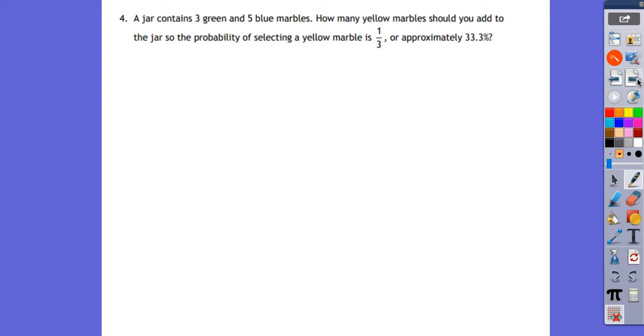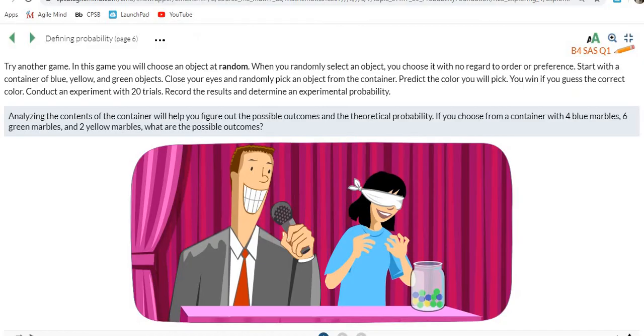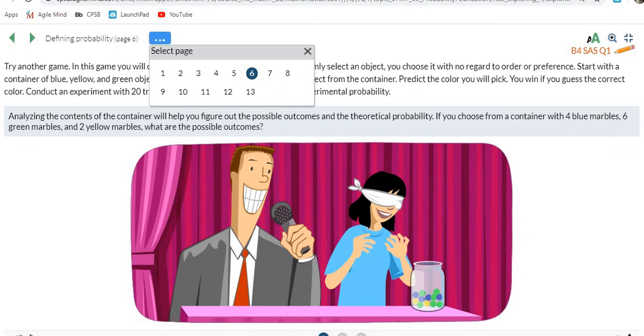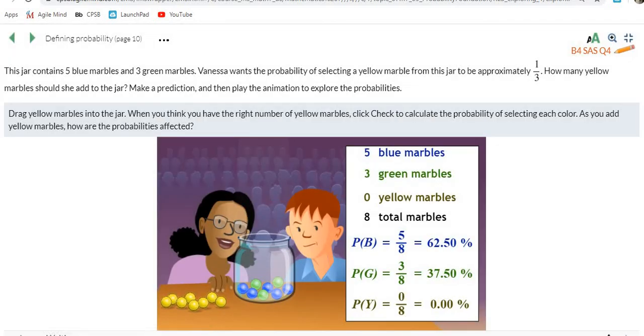Okay, so here is an image to show you what I'm talking about. So I have a jar. The probability of blue and green and yellow is shown. Right now, what is the chance of me picking a yellow? 0%. Impossible. Okay. The others are least likely and most likely.